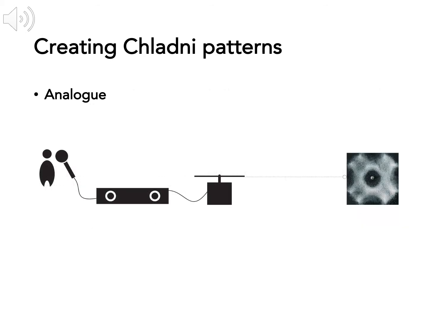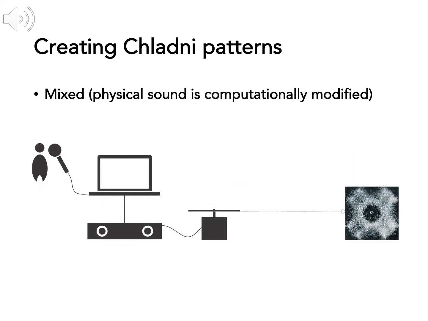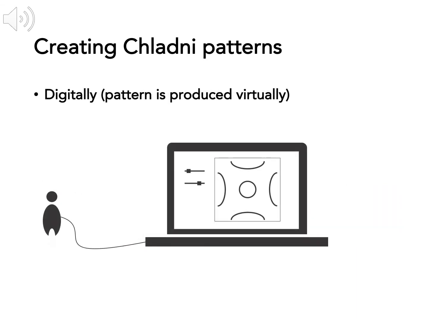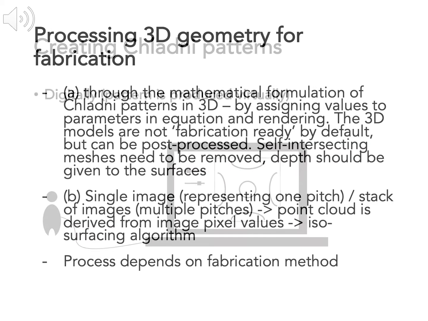Creating Chladni patterns in an analog way is basically done using setups similar to what Chladni used originally, and the sound frequencies are made by vibrating plates on which a granular material such as sand or salt is scattered. Because not all sounds will create clean Chladni patterns, mixed methods were used, similar to what Hans Jenny was doing in the 60s, where physical sounds are computationally modified and then sent to vibrate a Chladni plate. Finally, Chladni patterns can be produced entirely digitally based on Chladni's mathematical formulation.